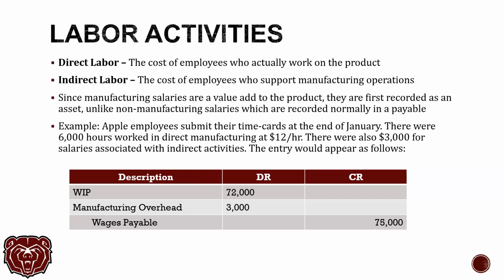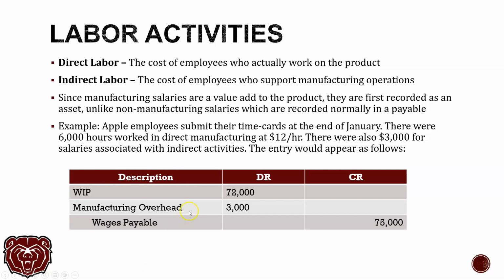The next thing we have is labor. Very similar to what we talked about with materials. So you've got direct labor. That's going to be the cost of the employees that actually worked on the product, the guys that are standing on the line putting the product together. Then you've got indirect labor. These are costs of employees that support the manufacturing operations. So this is like your environmental services employee. He is cleaning up, he is organizing, but he's not directly manufacturing the product. So his labor would be considered indirect.